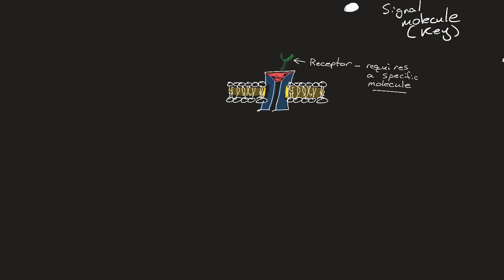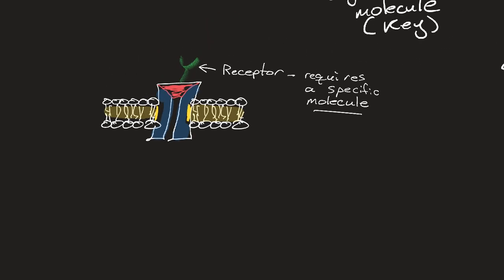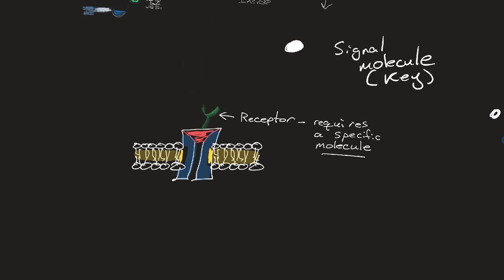All right. So that signal is often called a ligand. And we call it a ligand because it attaches to the receptor. I'd rather they just call it a key, but they call it specifically a ligand. Usually it's a protein.